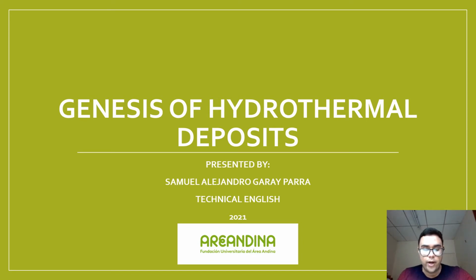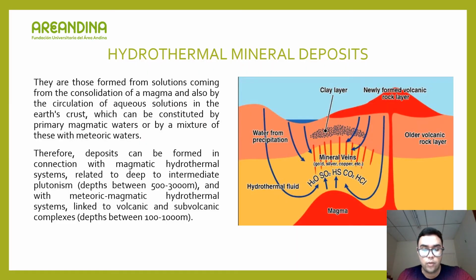Hello, my name is Samuel Garay, and in this video I am going to talk about the genesis of hydrothermal deposits. To start, it is necessary to know that hydrothermal deposits are those formed from solutions coming from the consolidation of a magma and also by the circulation of aqueous solutions in the earth's crust, which can be constituted by primary magmatic waters or by a mixture of these with meteoric waters.